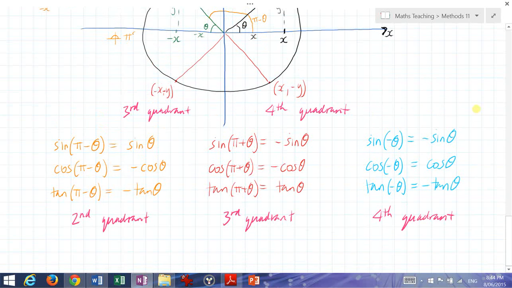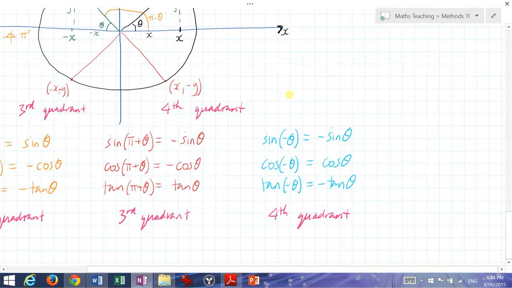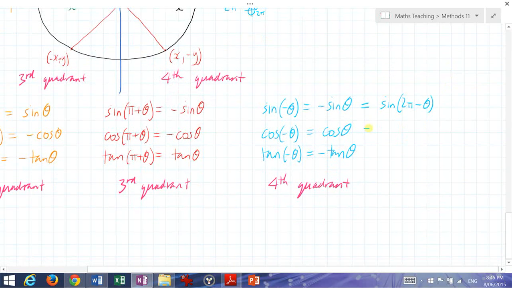These symmetries are quite useful. I am going to add in that to get to the fourth quadrant, you can think about going sine of negative theta. You can also think about going sine of 2 pi minus theta. If we think about it, 2 pi is the full circle, right? You've gone a full circle, that there is 2 pi. So 2 pi minus theta would put you in the fourth quadrant.